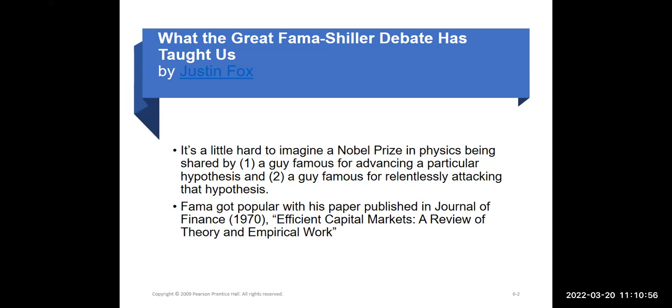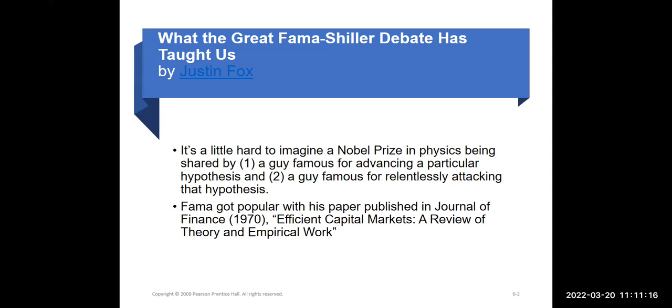So technically, according to simple science, if Eugene Fama was correct, Bob Shiller could not be correct. Similarly, if Bob Shiller was correct, Eugene Fama could not be correct. So this was a kind of debate.